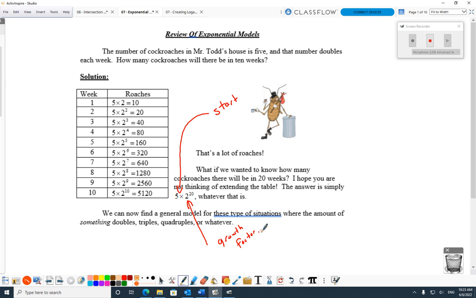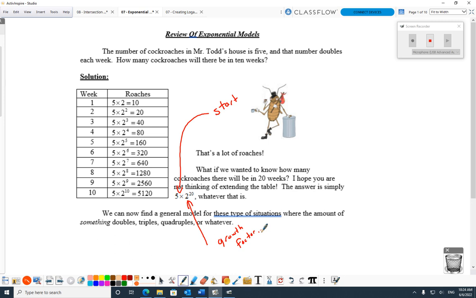So we can now find a general model for these types of situations where the amount of something doubles, triples, quadruples, grows by 8%, shrinks by 9%, any situation like that. They're all called exponential situations, and they all have the same equation, a start value and a growth factor, and that's it. That's all there is to exponential equations. Does this ring a bell?